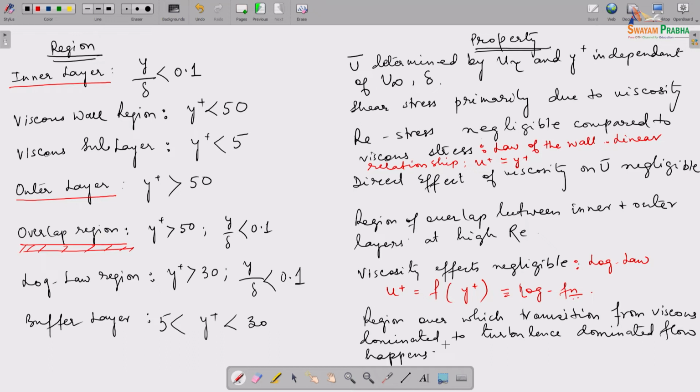It's making sense to me that now I'm going to transition slowly my flow in such a way that viscosity is not going to dominate and turbulence will dominate, and that's not going to happen like that. So it's over a region, and that is that buffer layer.